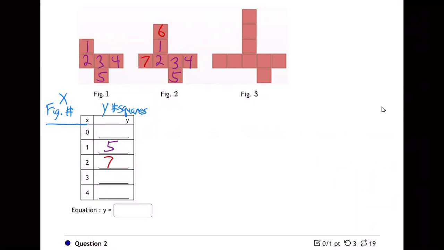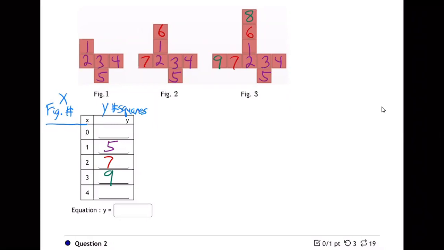And then finally, we go to figure 3. So there's those original 5. Here's 6 and 7, and then now they've just added on 8 and 9, haven't they? See how they just keep adding on to the top and the left, right? And so that's a 9. Okay, so there's what we can see, figures 1, 2, and 3.